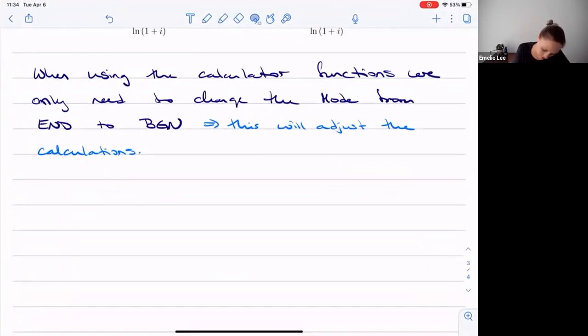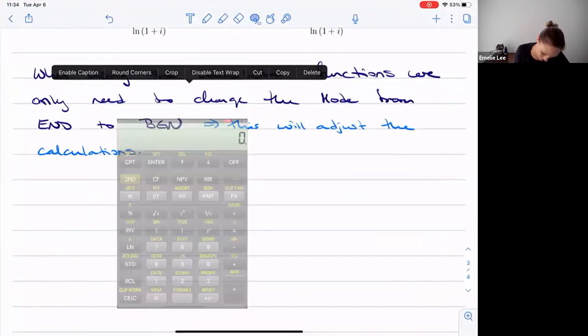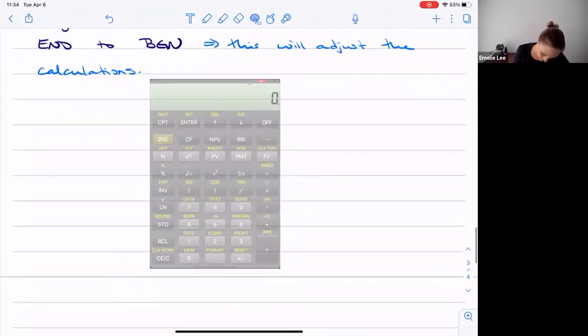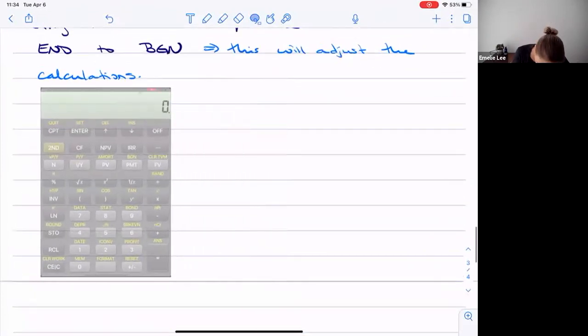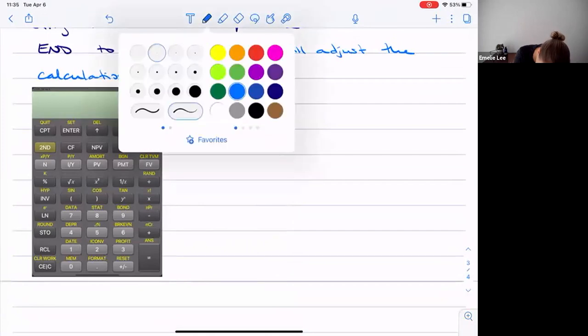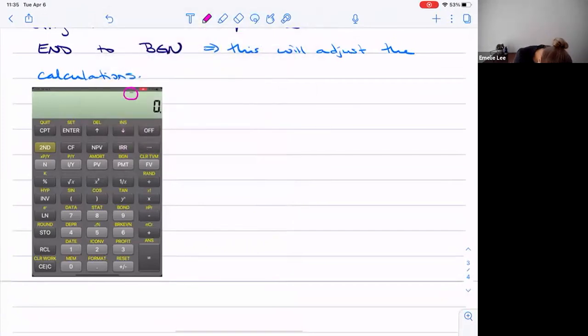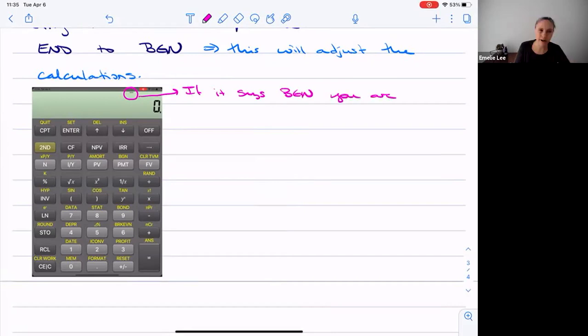If you've successfully changed the mode, if it says BGN, you are finding annuities due.